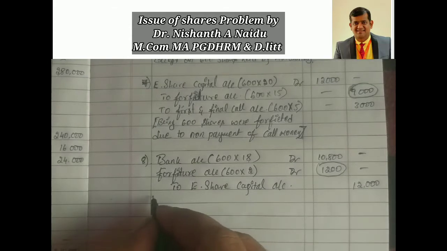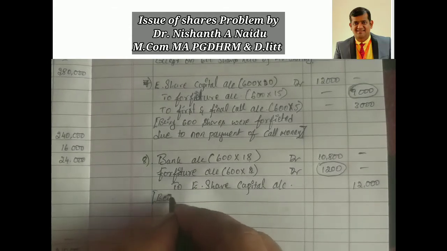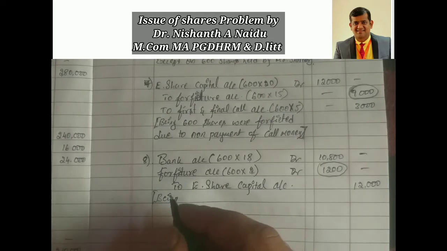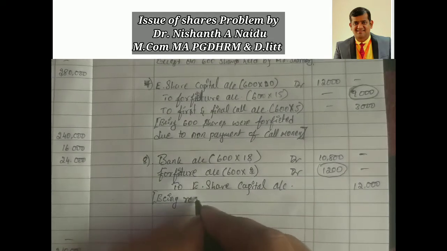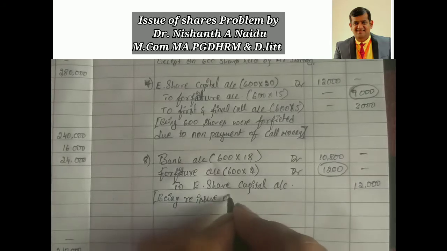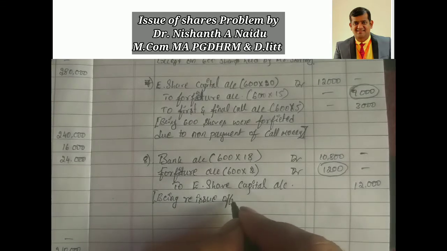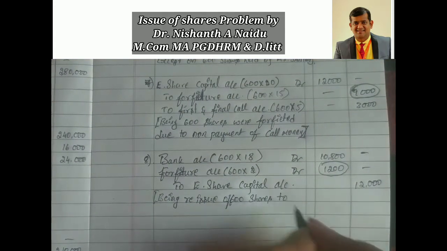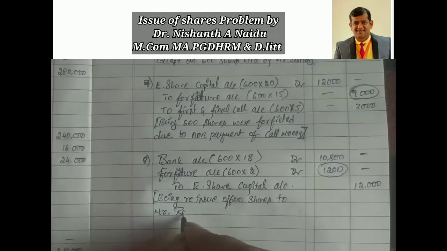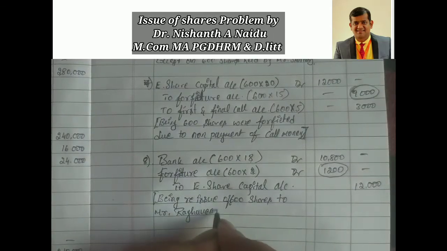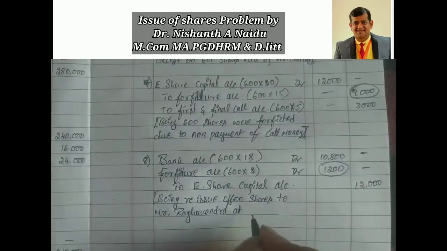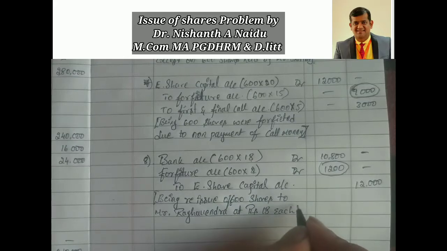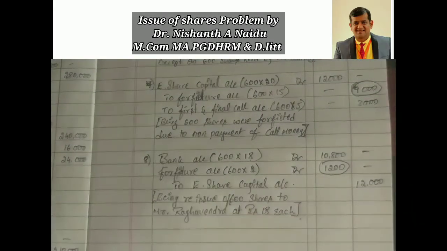Okay, so now write the narration. Narration is being reissue of 600 shares to Mr. Raghavendra at rupees 18 each. So I am done with the 8th entry.